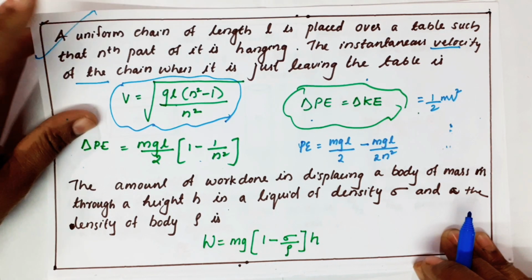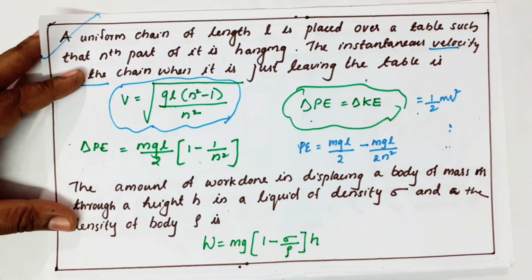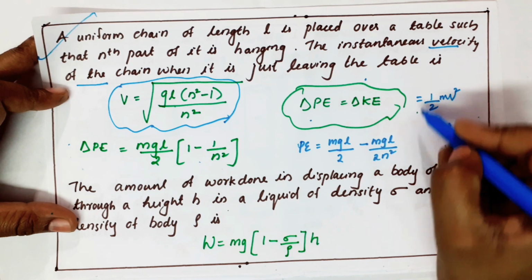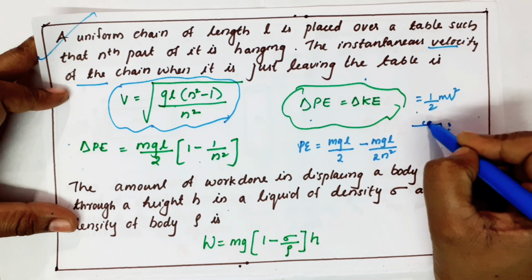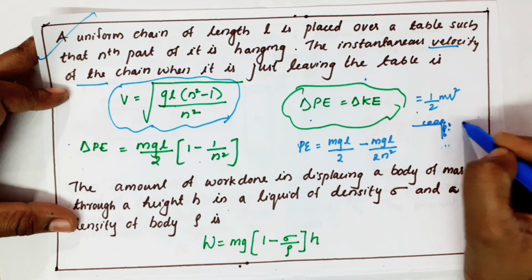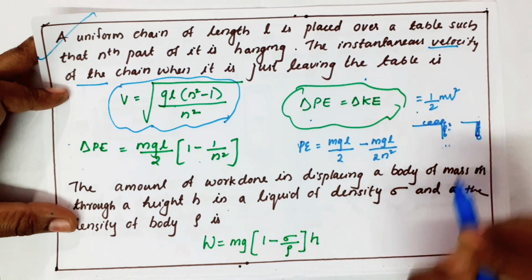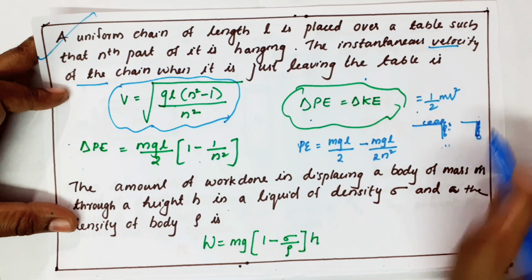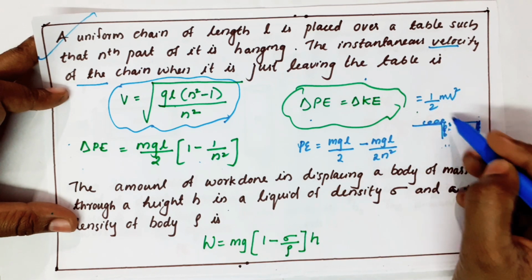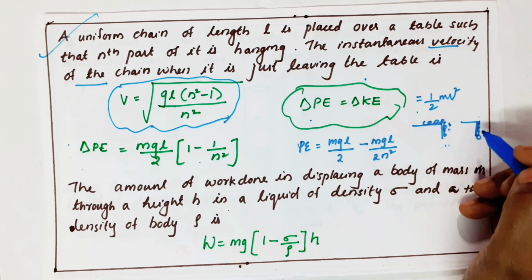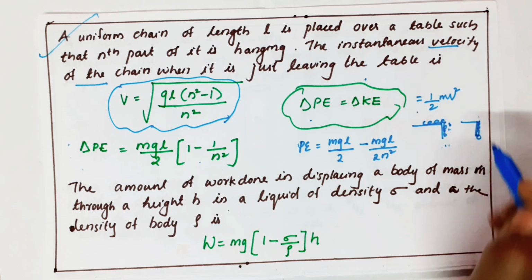Then another question. This is for the uniform chain placed on a table such that the nth part is hanging. When it is completely going, what will happen? If you want, you can draw the diagram. First it was like this. Later it is gone, and we are taking this case where it is just hanging from the edge. So I need the velocity there. This part I did in the previous question. It will be mgL by 2n square. And this part we know is mgL by 2.